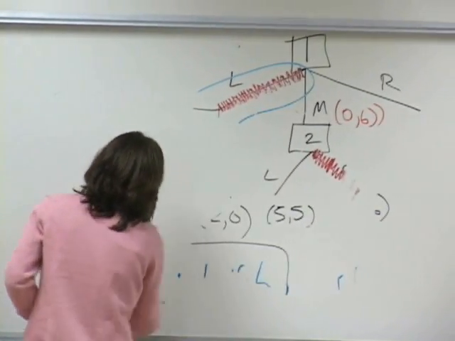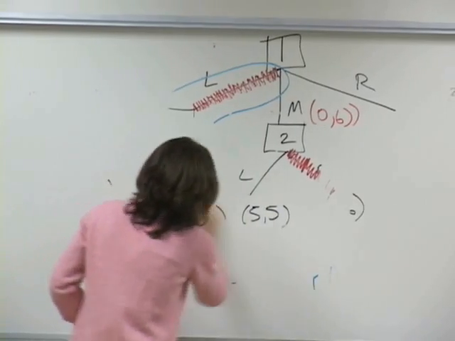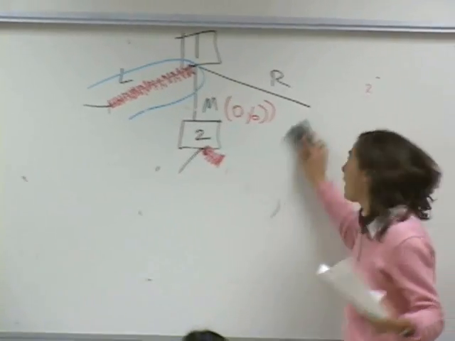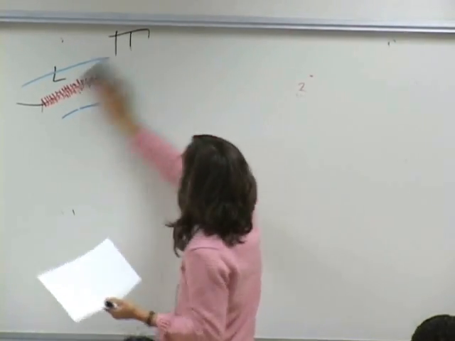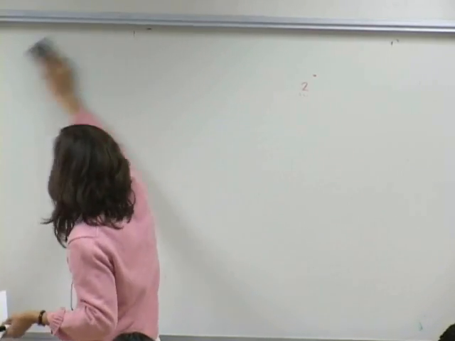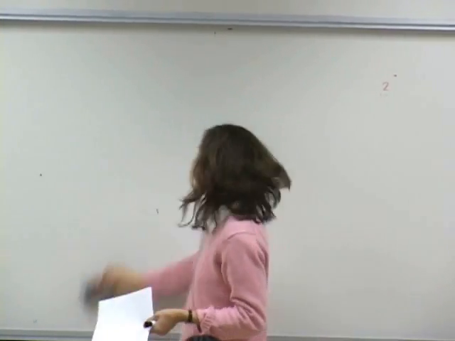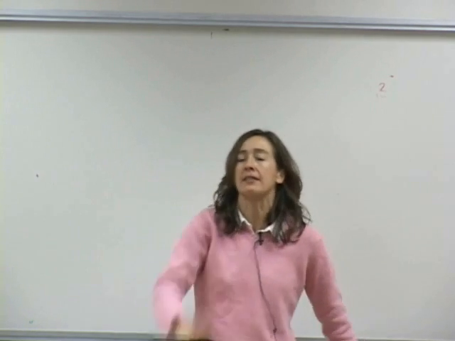But while I'm cleaning up the board here, in your own notes, take a look at that game and, in terms of the number of actions, the number of strategies, what was the equilibrium? Yes?